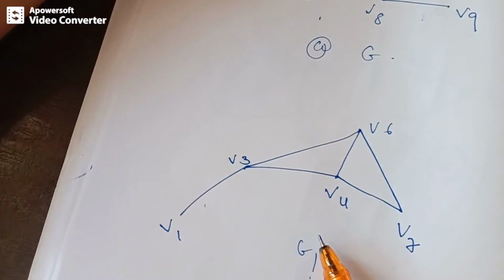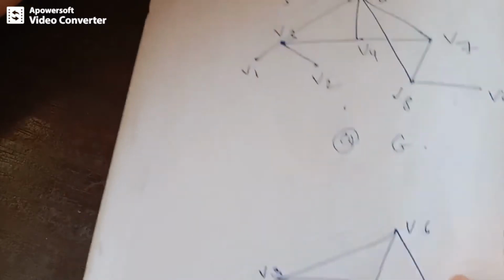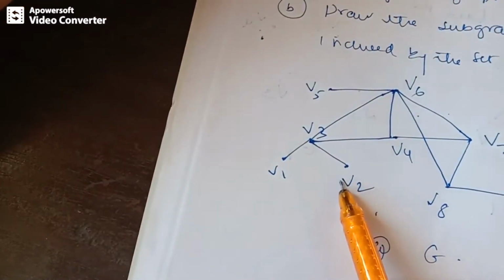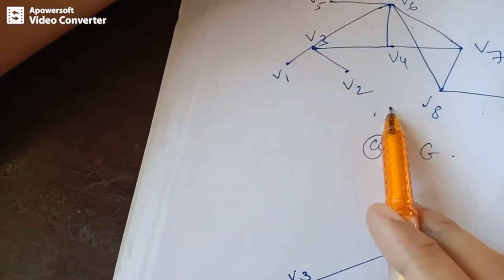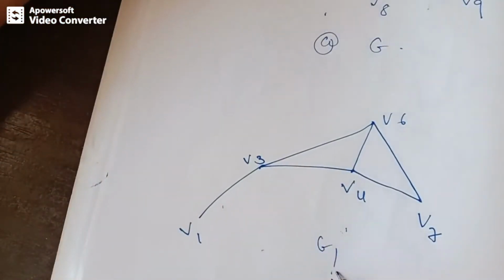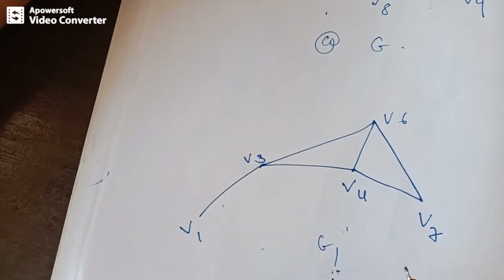All the vertices of G1, okay, all the vertices which are there in the original graph must be there in the graph that we are comparing. All the vertices in the original graph G must be there in the graph G1. Can you observe that some of the vertices are missing?